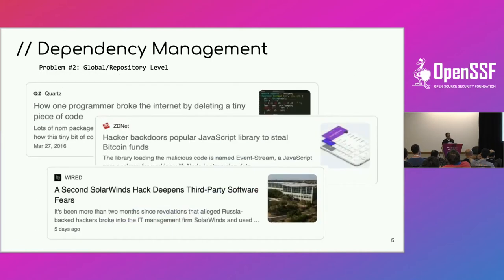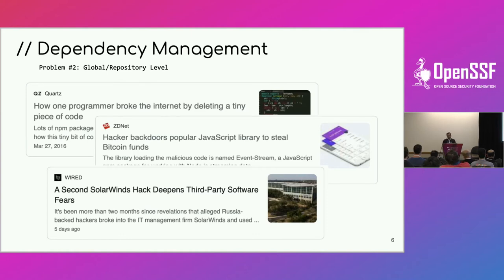And then the other very common aspect, which is more from the global perspective, which is often talked about and always pops up in news feeds, is that there's a lot of things going on, for example, the notorious left-pad incident, or the event-stream user trying to hide Bitcoin-stealing code, etc. And that's also a big concern for organizations and software developers in general.